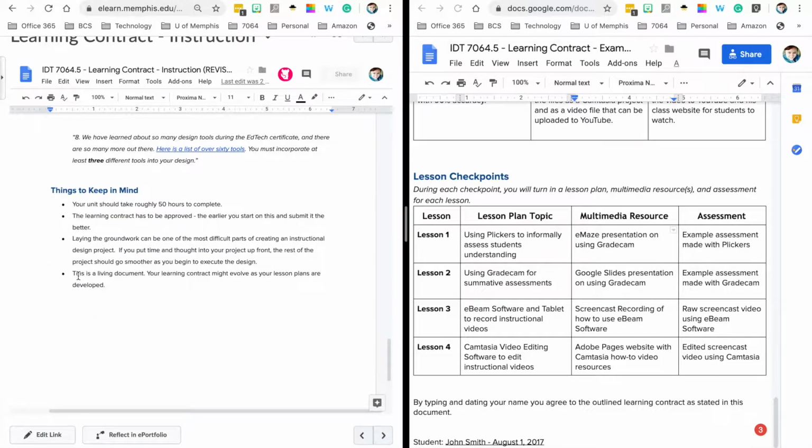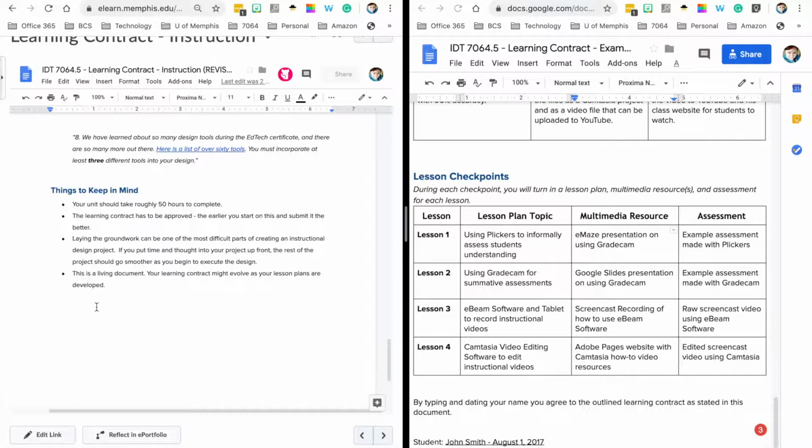So some things to keep in mind. Your unit should take roughly 50 hours to complete, so that's over the course of the next several weeks. You're expected to do 50 design hours over your unit. This is not something you'll be able to work on in just one day, and I would not encourage you to work on it in one day because it would not have the degree of caliber that I would expect to see.